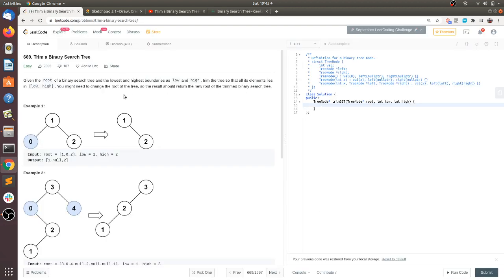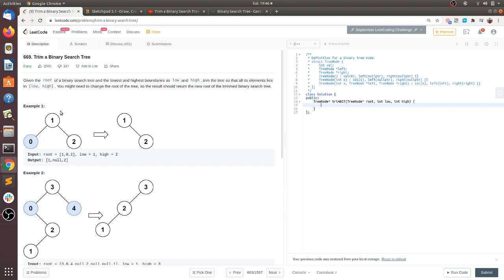Now let's jump into the problem description. We are given the root of a BST and the lowest and highest boundaries as low and high. We are asked to trim the tree in a way that all its elements lie in that boundary. That is, we might also need to change the root of the tree and return the new root of the trimmed BST. So let's consider a few examples.